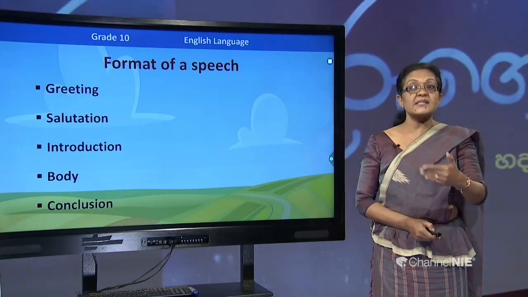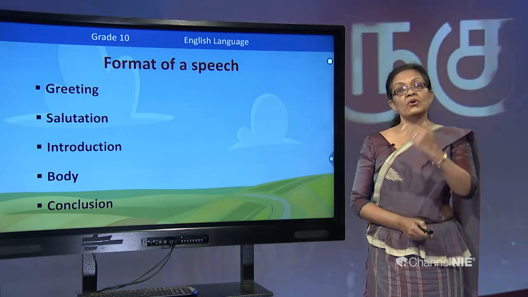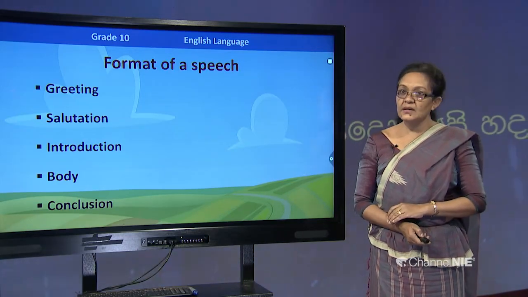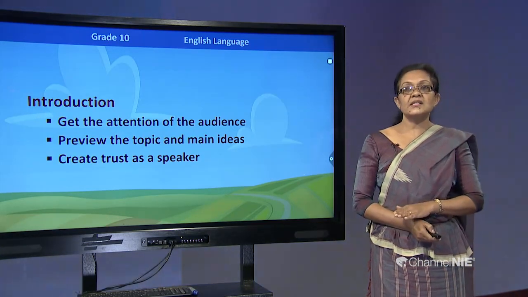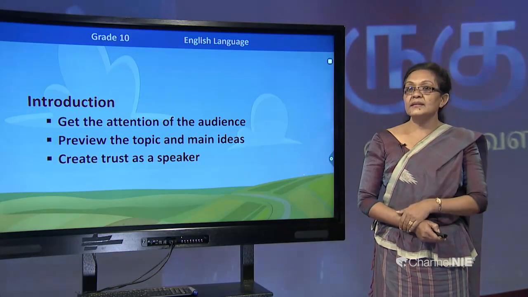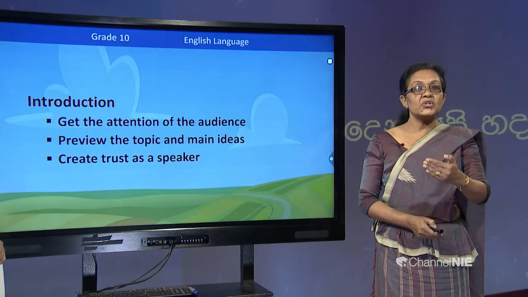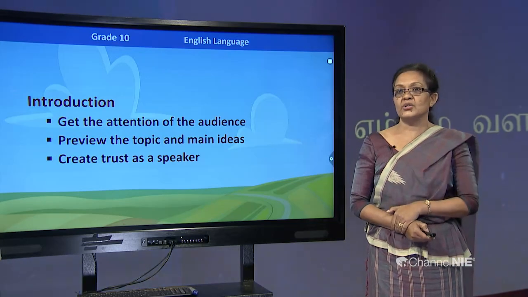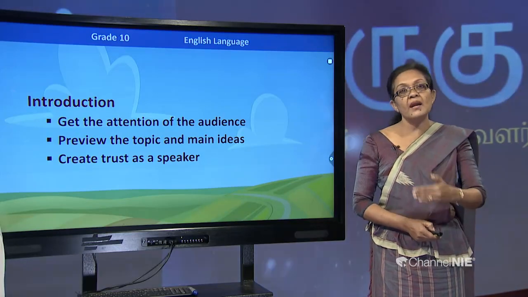And then you give the salutation according to the audience that is in front of you. Then you go to your real speech, that is giving the introduction, body and conclusion. So, if we look at the introduction, children, again just like in the other things, the same thing you have to do. What? Get the attention of the audience. Here you are delivering a speech. So, the audience should be attentive to your speech, or you should be able to grab their attention. And your introduction should preview the topic or the main ideas.